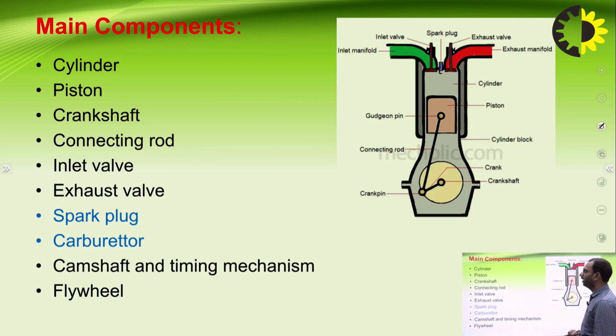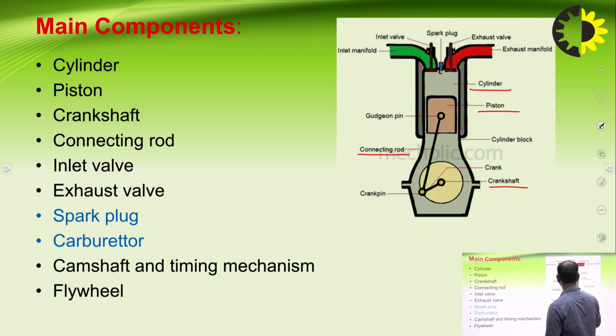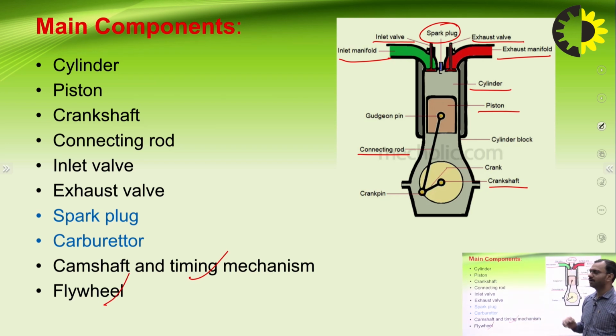What are the main components of this 4-stroke SI engine? The first one is the cylinder, then piston, then crankshaft, then connecting rod, then inlet valve, inlet manifold, exhaust valve, exhaust manifold, spark plug and carburetor, camshaft and timing mechanism, and flywheel. So these are the main components of any 4-stroke SI engine.